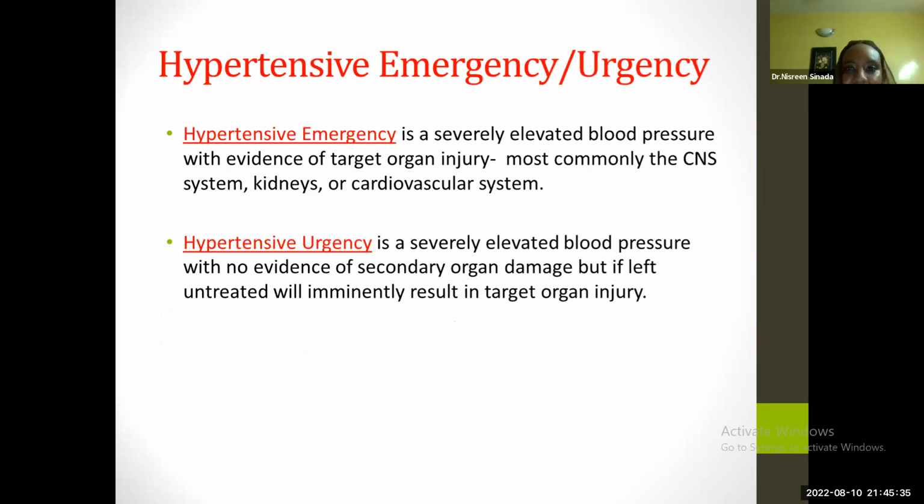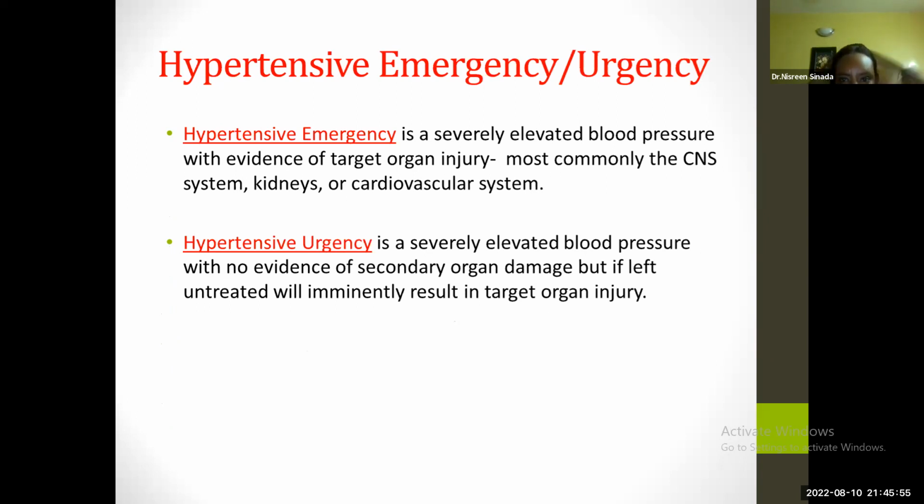Definition of hypertensive emergency and urgency. Hypertensive emergency is severely elevated blood pressure. We mean by severely elevated blood pressure stage 2 hypertension with evidence of target organ damage, and most commonly the CNS, the kidney, the cardiovascular, and the eye involvement.